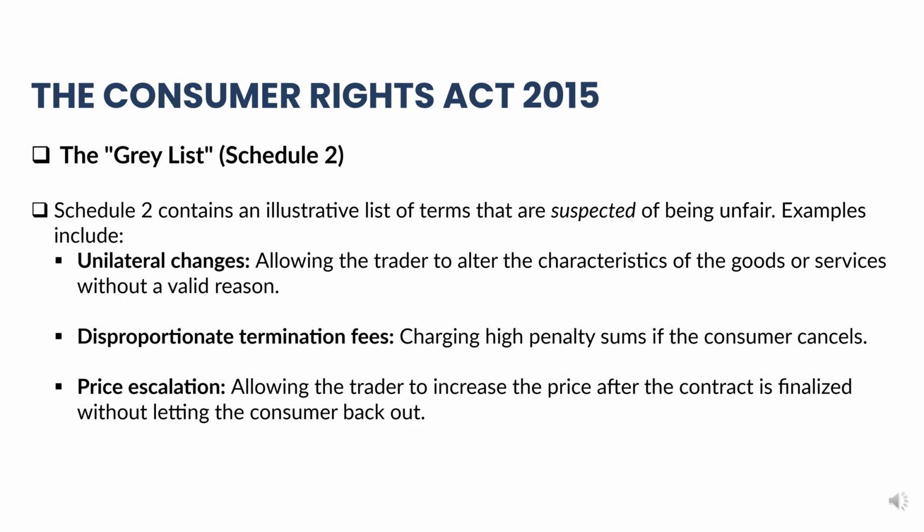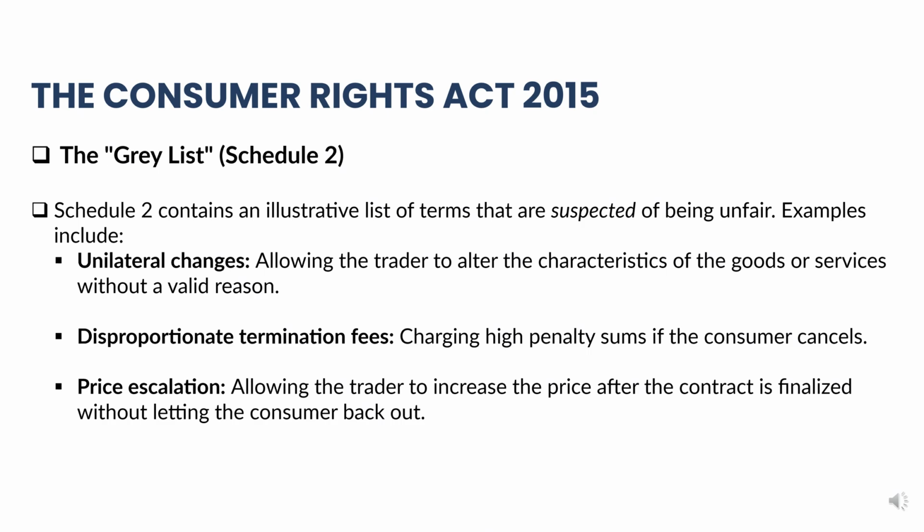First, unilateral changes. This catches clauses allowing the trader to alter the core characteristics of the goods or services without a valid reason after the contract is already running. For instance, a gym changing its facilities or a software company removing major features without giving you a say. Second, disproportionate termination fees. This targets clauses charging high, exorbitant penalty sums if the consumer decides to cancel the agreement early. The law expects termination fees to reflect actual administrative costs, not act as a financial punishment.